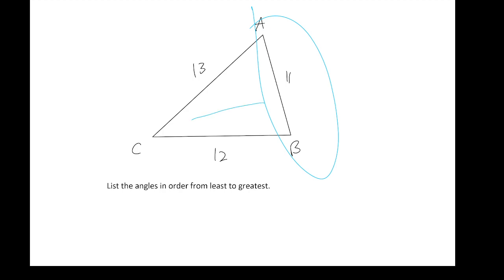Well, what is opposite that? That's going to be angle C. So that's the least angle. I have no idea how much that is yet, right? Maybe we have a way to solve exactly what that angle measurement is, but we just don't know how to do that yet.